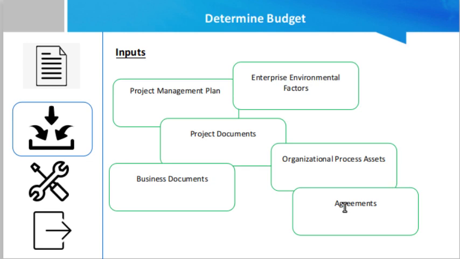The other two inputs are enterprise environmental factors. That means the enterprise environmental factors that can influence the process include, but are not limited to, exchange rates for large-scale projects that extend multiple years with multiple currencies. The fluctuations of currencies need to be understood and built into the Determine Budget process. Another input for this process is organizational process assets.